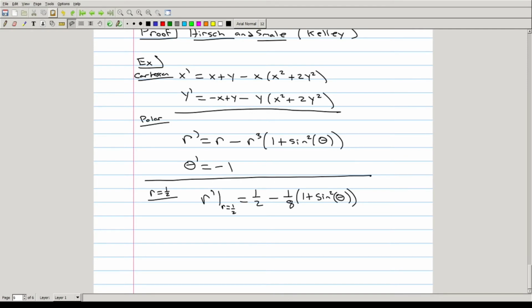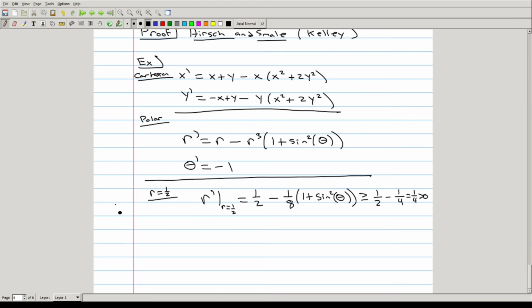And because we have a negative sign right here, we want to focus on this maximum, because we know that sine squared theta is maximum when sine is 1. So then the minimum value of this expression right here is when sine of theta is 1. So then you get 1 plus 1, which is 2 over 8, or 1/4. So the minimum value of r prime on r equals 1/2 is 1/2 minus 1/4, which is positive.